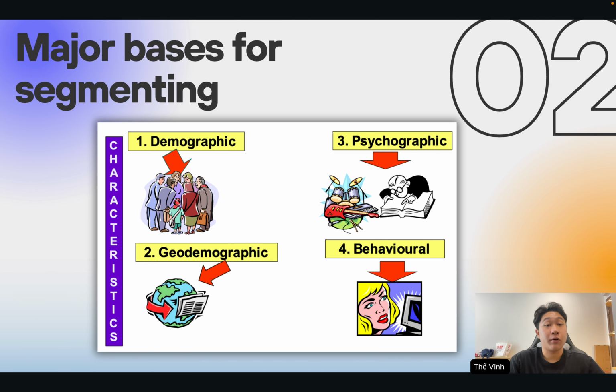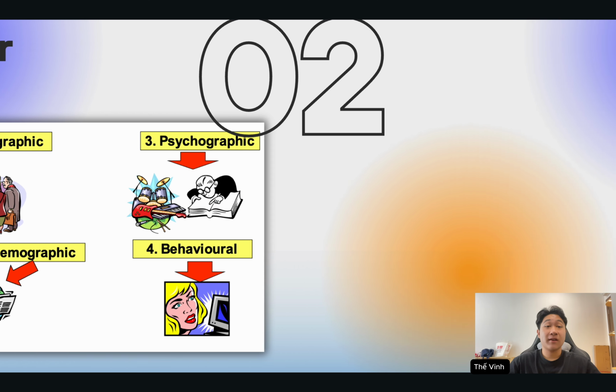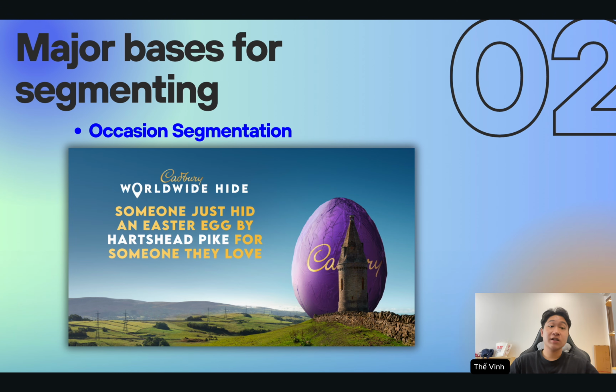Next is behavioral segmentation. This approach groups consumers based on how they behave toward a product, including their knowledge, attitudes, and usage patterns. One type of behavioral segmentation is occasion segmentation, when buyers are grouped by the occasion when they buy or use a product. A good example is Cadbury's Easter campaign, which boosts chocolate sales during the holidays.